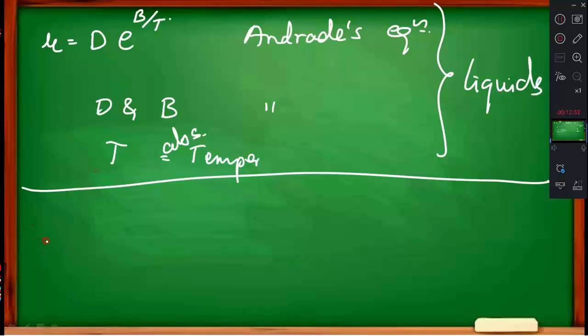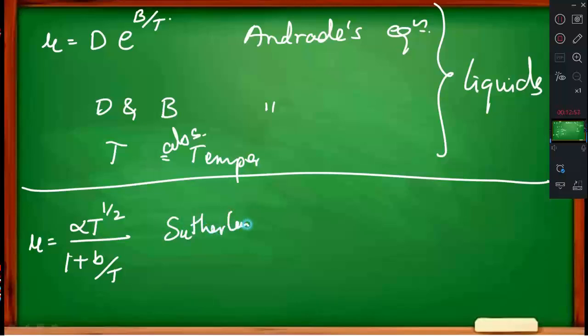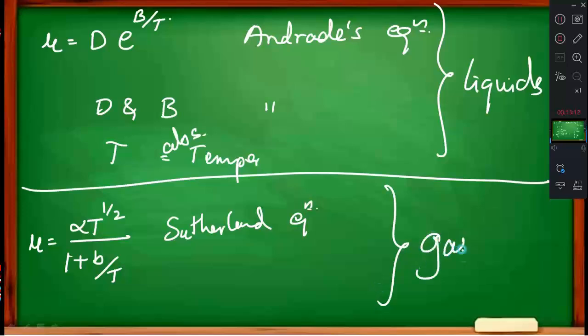Then for gases we have the equation mu is equal to A T to the power 1 by 2 divided by 1 plus B by T. This is called the Sutherland equation, where A and B are constants and T is the temperature. This equation is for gases.